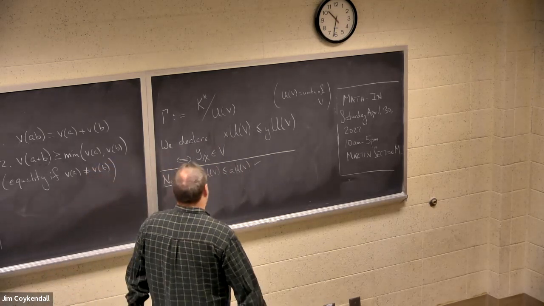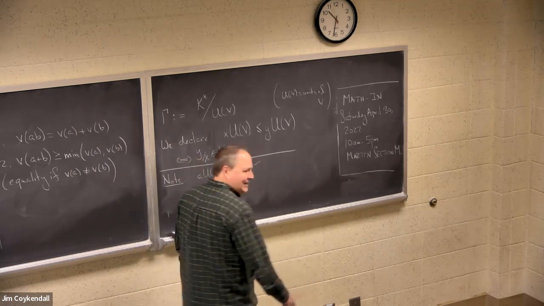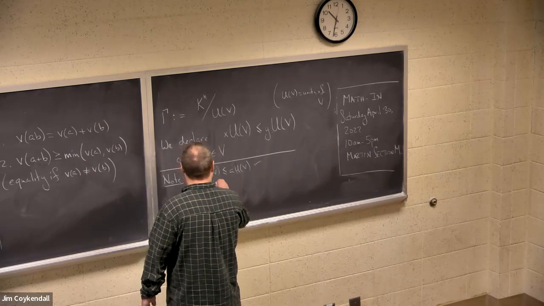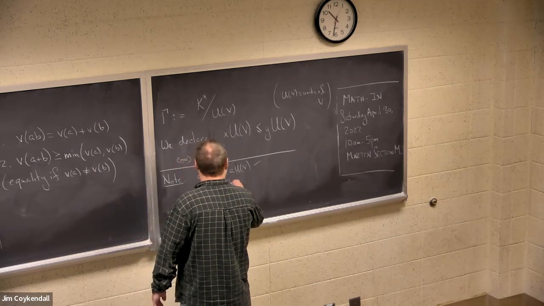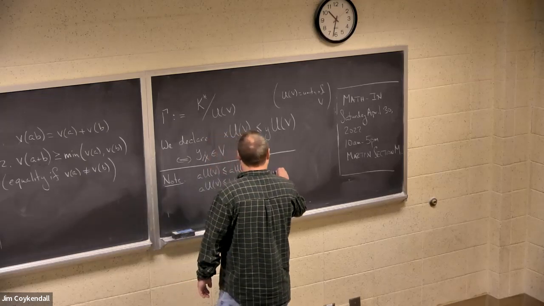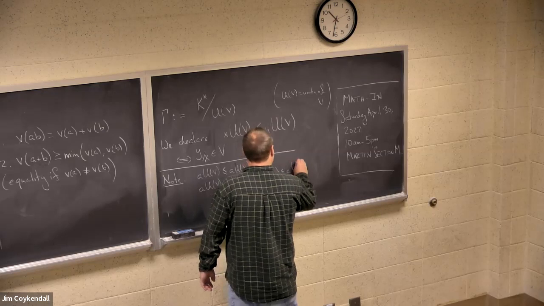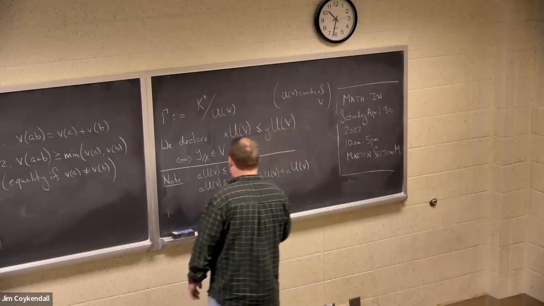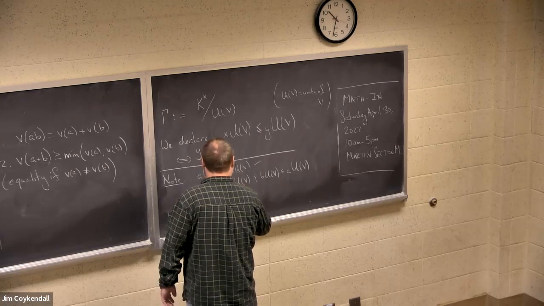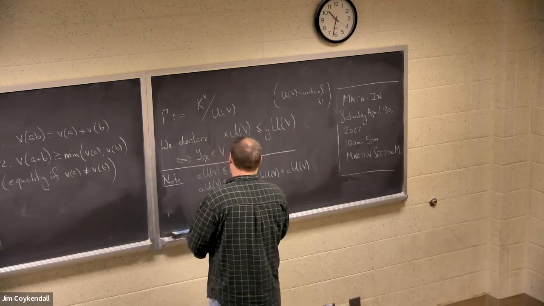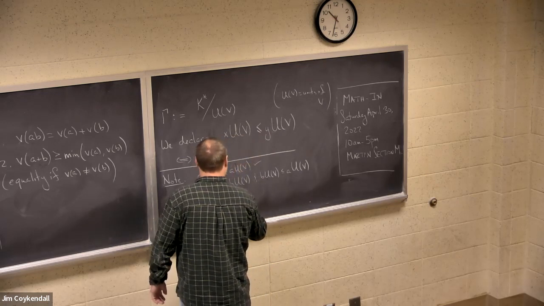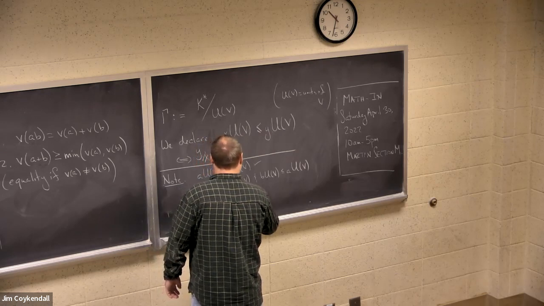What else do I need for a partial ordering? I need antisymmetry. So suppose aV is less than or equal to bV, and bV is less than or equal to aV. This implies that a over b and b over a are both in V.